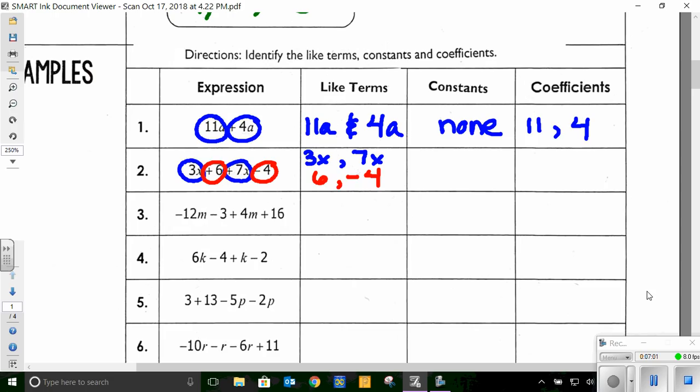Okay, so now we also go to constants. What we just said, the ones I just did in red, those are my constants. So I have 6 and I have negative 4 for my constants. And then we have coefficients. I can look again at my column with the like terms, and our coefficients are in front of the variable. So I have a 3 in front of that variable. I have a 7 in front of that variable. So my coefficients are 3 and 7.